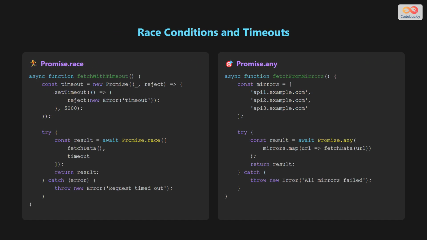This slide discusses race conditions and timeouts. The first example demonstrates how to use Promise.race to implement a timeout. It creates a promise that rejects after 5 seconds, and if the fetchData function does not resolve before that, an error is thrown. The second example shows how to use Promise.any to fetch data from multiple mirrors. Promise.any returns the first successful result from the provided array of promises. If all the mirrors fail, then an error is thrown.